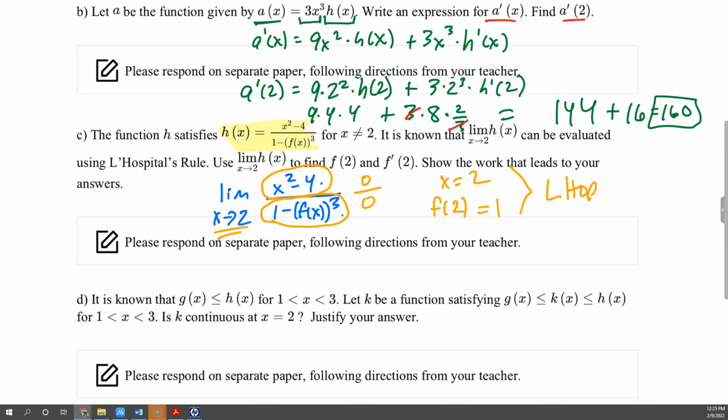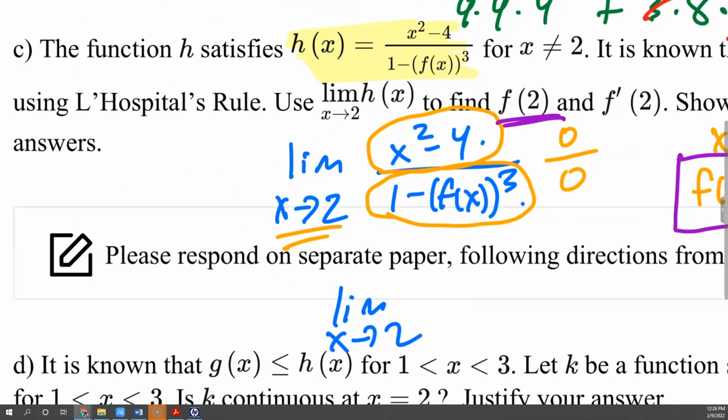Now, hold on. It can be evaluated with L'Hopital's rule. I already got one of my answers. That means f of 2 has to be 1. It said find f of 2. Boom. Now it says find f prime of 2. So I have to take the limit of the top and the bottom separately. Don't get freaked out. I know this is stuff we don't always look at.